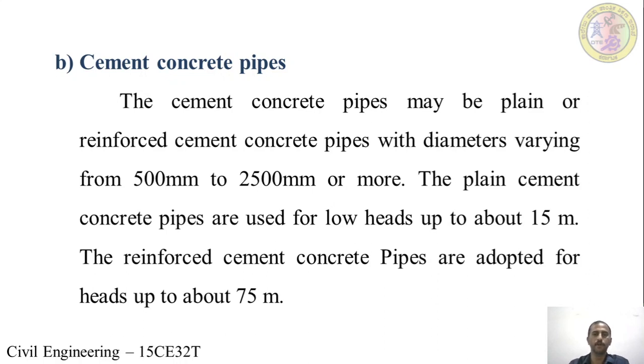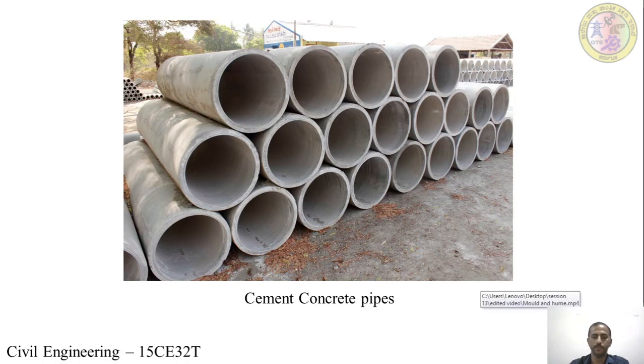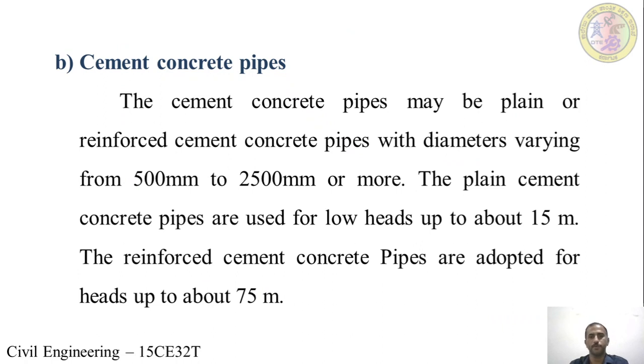The plain cement concrete pipes are used for low pressure head up to about 15 meters, whereas the reinforced cement concrete pipes are used for high pressure heads up to about 75 meters. These cement concrete pipes can either be cast at the site or in the manufacturing yard. If they are manufactured in the yard, we have to transport them from the yard to the construction site.